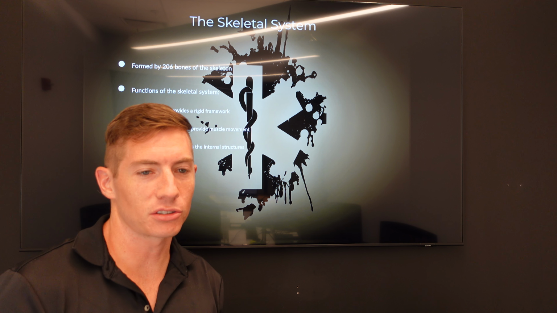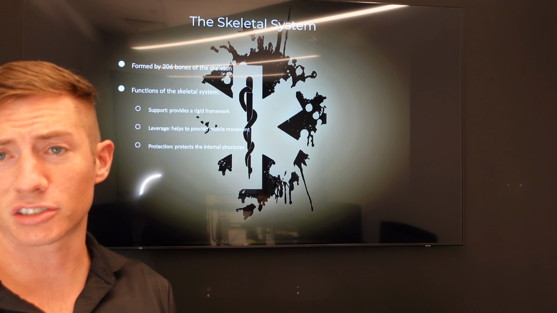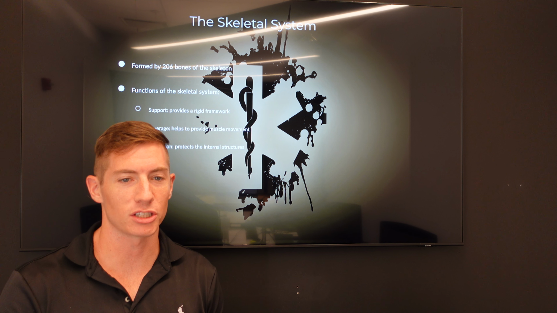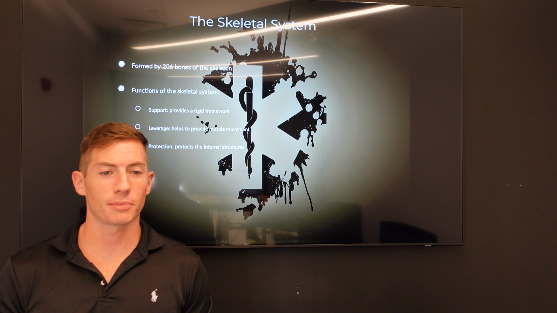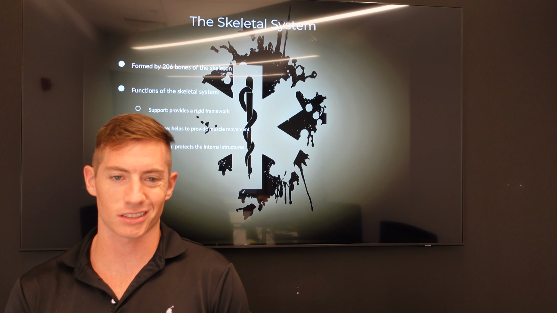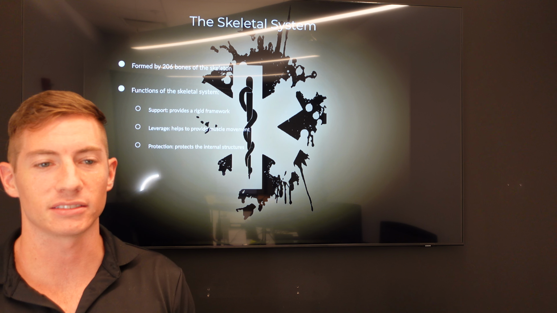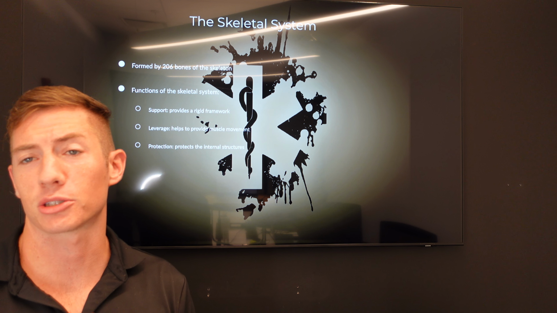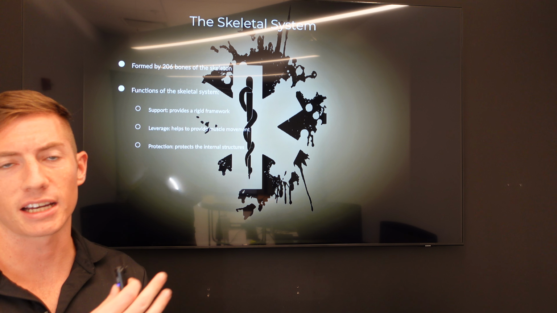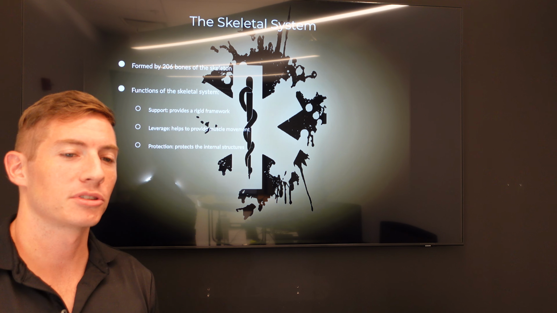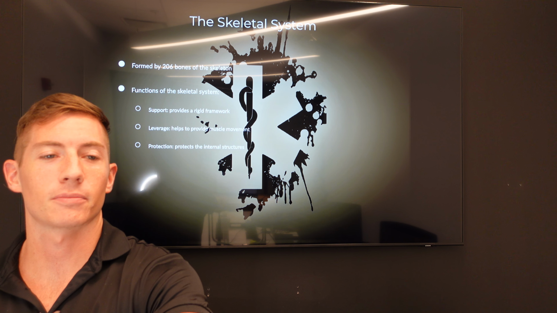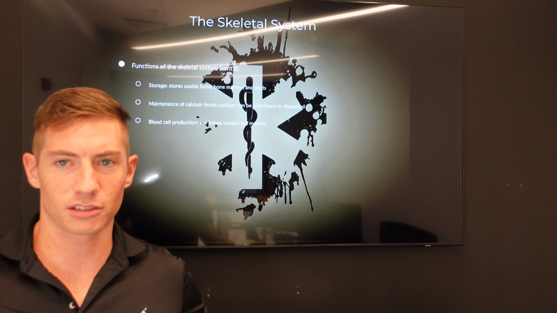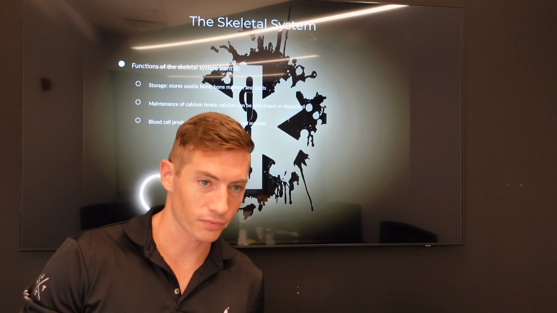So let's talk about the skeletal system. The function of the skeletal system is support of the body. It provides a rigid framework, bears weight of the body, and provides leverage. Many muscles of the body attach to various locations on the skeleton, in which they provide leverage to the attachments. Protection: internal structures of the body are protected by the skeletal system, like your ribs protecting your lungs.